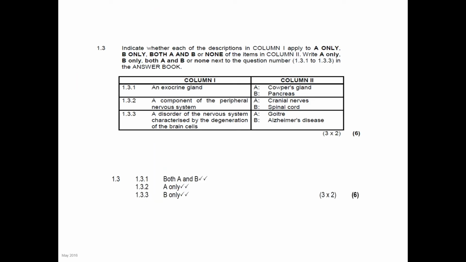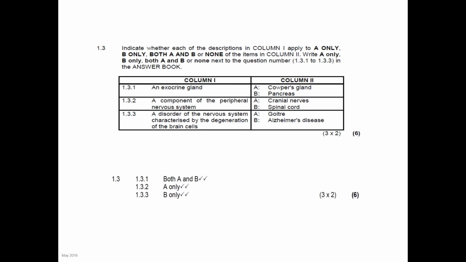Right. 1.3. Indicate whether each of the following descriptions in column 1 apply to A only, B only, both A and B, or none of the items in column 2. Write A only, B only, both A and B, or none next to the question number in the answer booklet. Now 131. An exocrine gland. An exocrine gland is a gland that has a duct. Now we know the Cowper's gland secretes a secretion into the duct as well as the pancreas. So our answer is both A and B. If you just say A and B, you don't get your marks because you're not following the instructions.